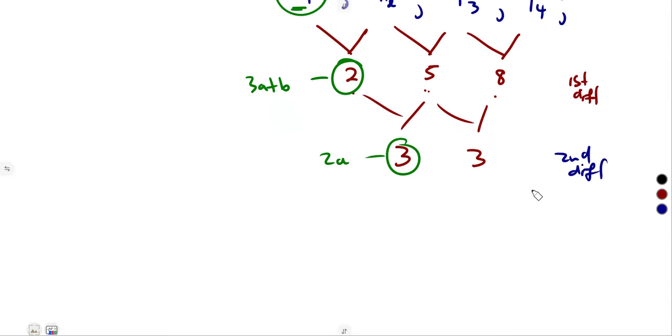From the second difference, we can find a and b, because 2a is equal to what? 2a is equal to 3. Divide by 2 on both sides. So a is what? 3 over 2.